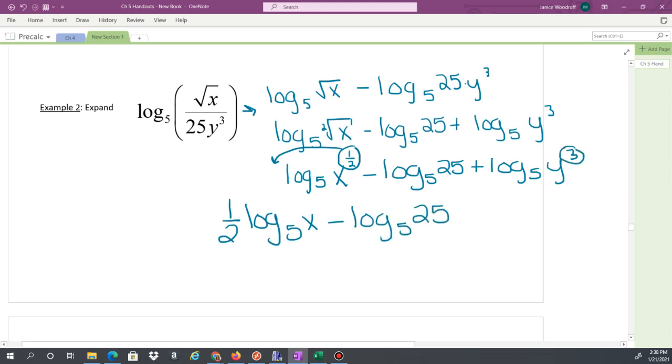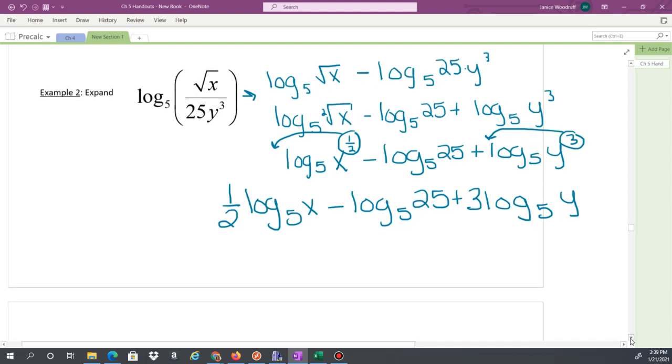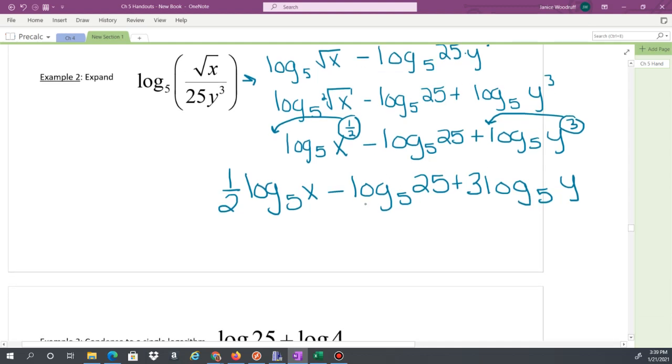And then this 3 is going to come to the front. So plus 3 log 5 y. Now, you may think you're done here, but even though we're expanding and we want it to be as big as possible, we do still want to simplify when we can. So if you look at that log 5 of 25, sorry about that, there's our screen. This can actually be simplified.